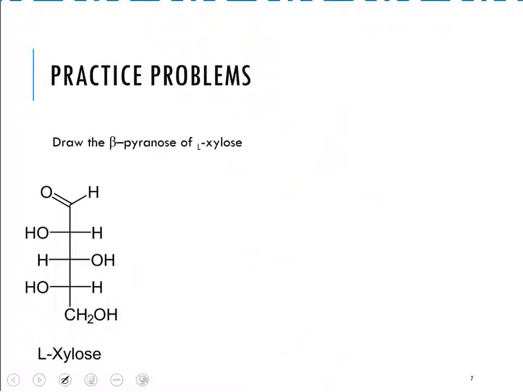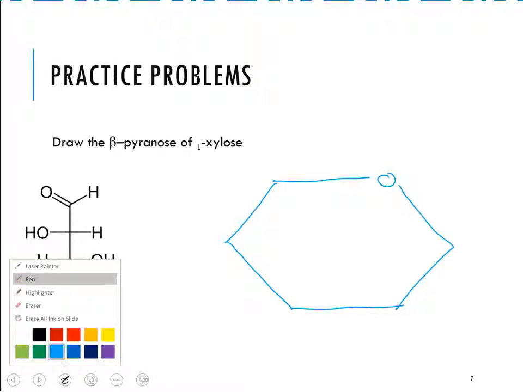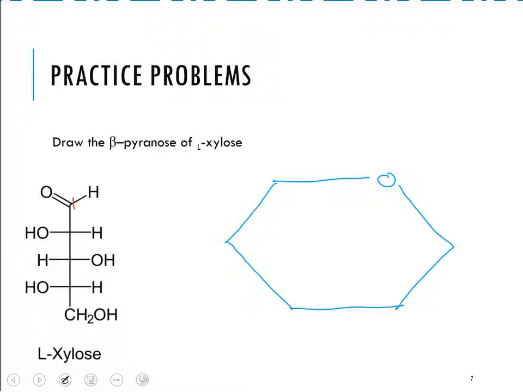All right, let's do one more. Well, we're going to do a couple more. Let's look at the beta pyranose version of L-xylose. So again, we're going to start with that basic structure, which means that we need to have our Haworth 6-membered ring. And again, I'm going to number my carbons. I'm going to switch colors this time though. 1, 2, 3, 4, 5.